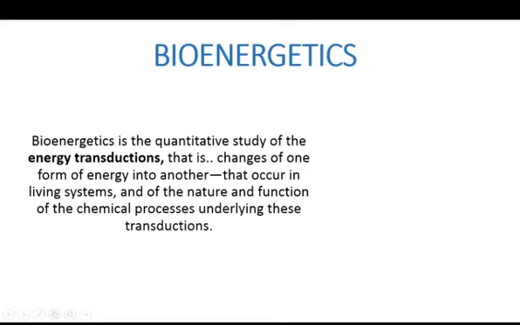Now, coming to the definition of bioenergetics. Bioenergetics is the quantitative study of energy transductions, which means that it deals with the energy flow through living systems, and the concept of bioenergetics helps to understand the nature and function of chemical processes underlying these transductions.